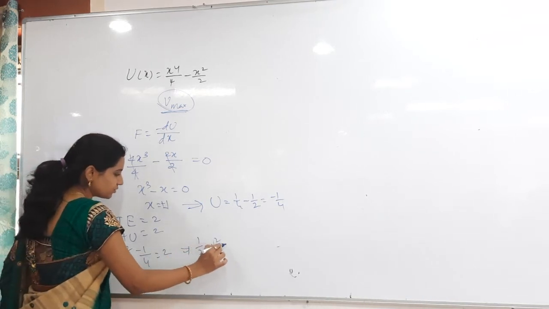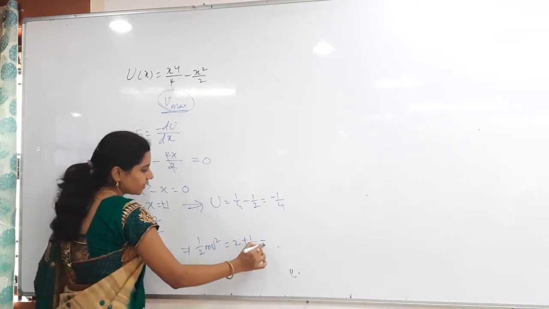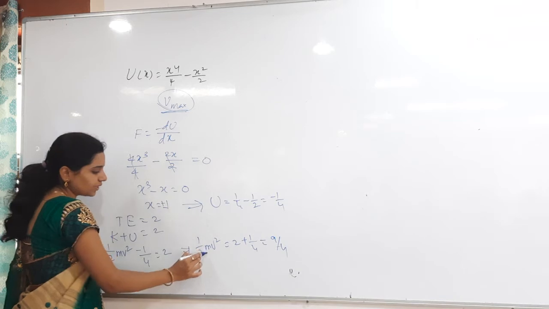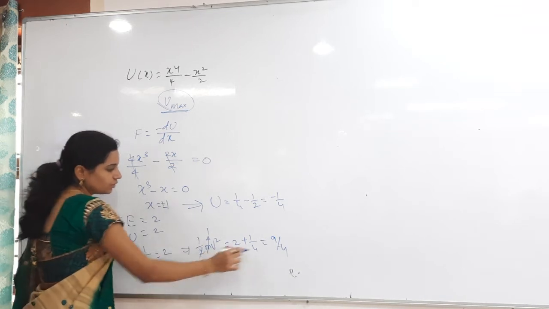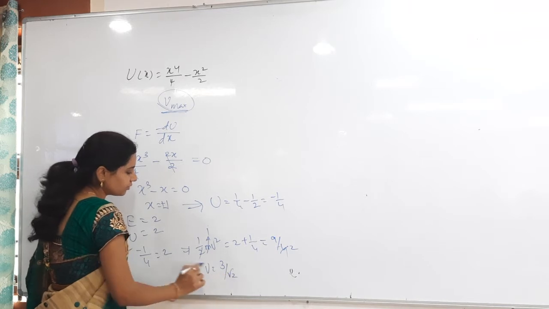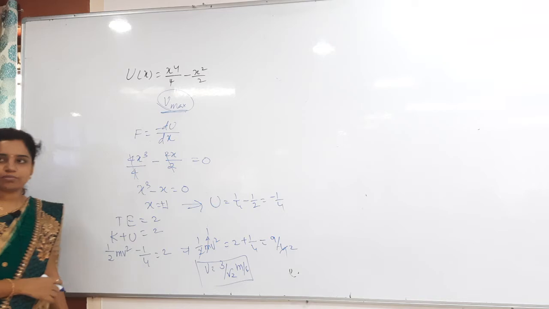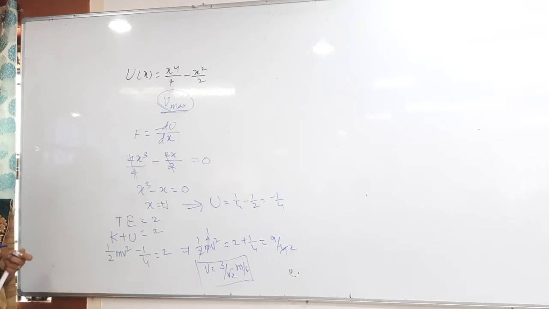So half mv square plus u value, minus 1 by 4, is equals to 2. Then half mv square is equals to 2 plus 1 by 4, that is 9 by 4. They have said that mass is 1, so the 2 is gone, and then I can write v is equals to 3 by root 2. This is the answer in the shortcut method, but the actual method is different, so listen to that properly.